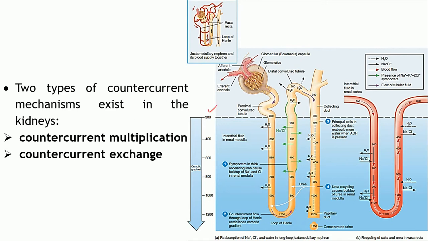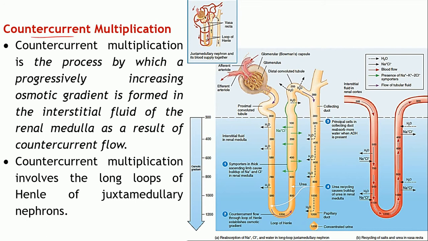Now there are two mechanisms responsible for the buildup of the osmotic gradient and the maintenance of the osmotic gradient. That is the countercurrent multiplication and the countercurrent exchange. Let us talk about the countercurrent multiplication. What is this countercurrent multiplication? Actually, the buildup of the osmotic gradient, as you travel deeper into the medulla, the osmotic gradient increases. That is made possible by this countercurrent multiplication.